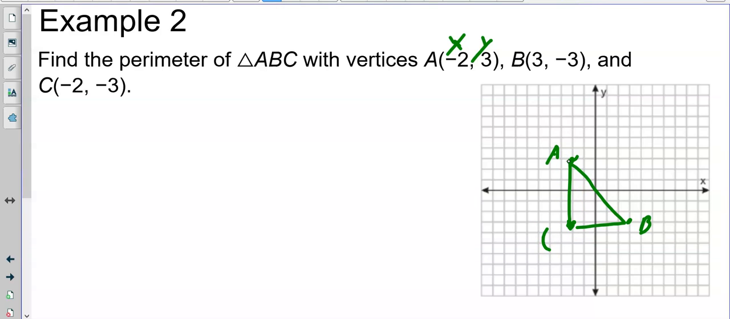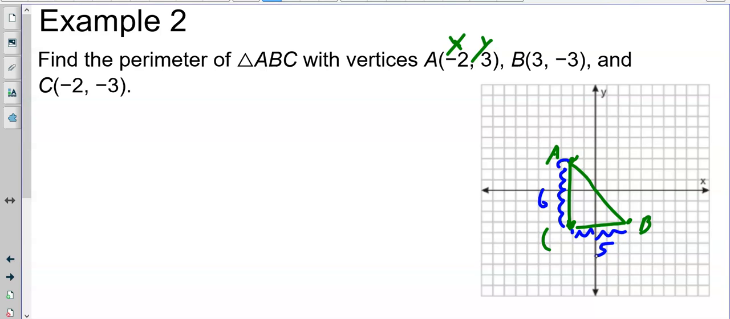So find the perimeter. All right. Well, on two of these, it's easy. You just have to count. So if you count 1, 2, 3, 4, 5, 6, this piece is 6. And you count this way, 1, 2, 3, 4, 5, this is 5. So that's easy. Right there for the perimeter is 11 so far.